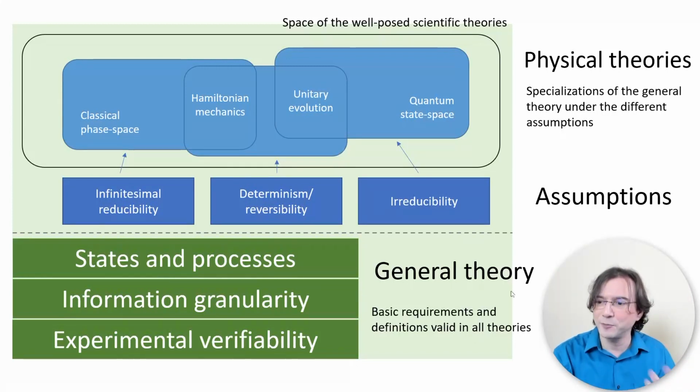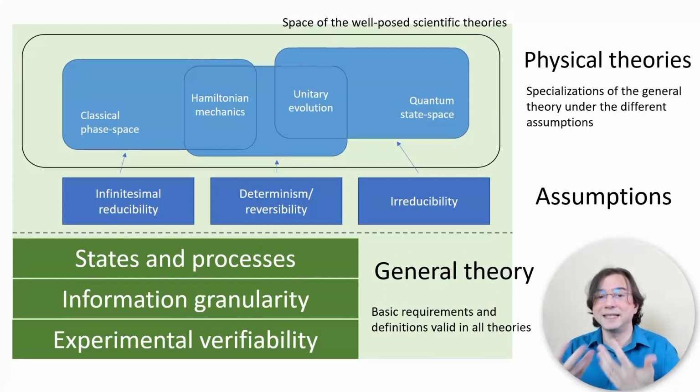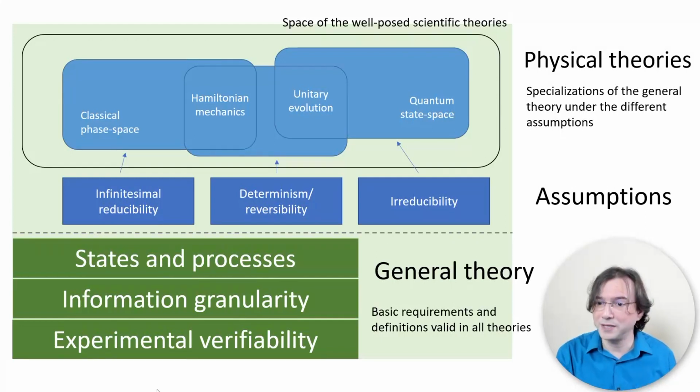As I said before, there should be a general theory that defines basic requirements that are valid in all physical theories. There is something that needs to connect to experiments, so there is going to be this logic of experimentally verifiable statements, and this maps mathematically to topologies and sigma algebras. As I said before, these are the foundations of all other mathematical tools: differential geometry, information theory, measure theory, probability, and so on.